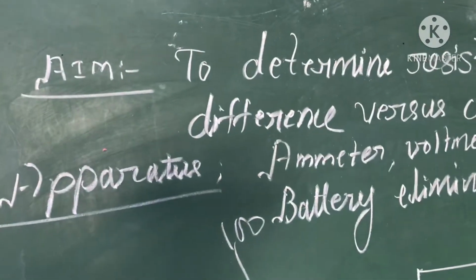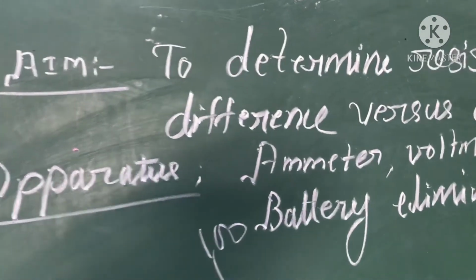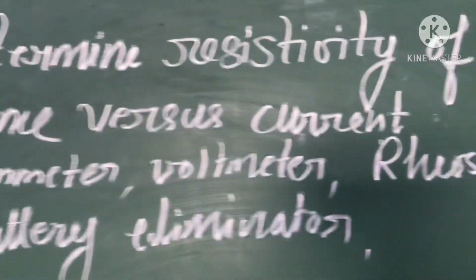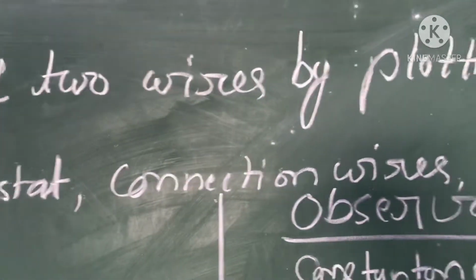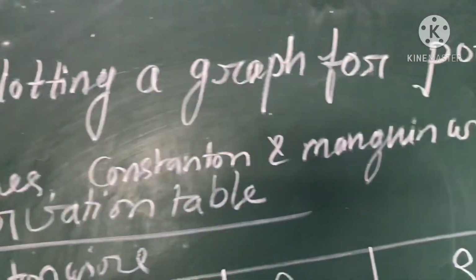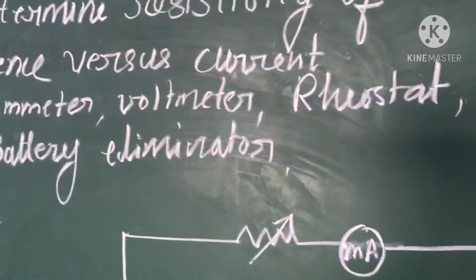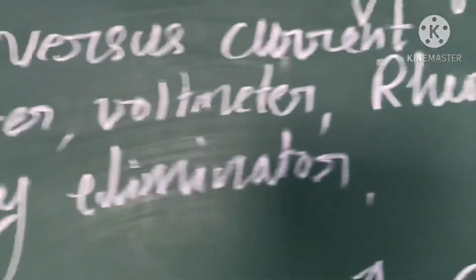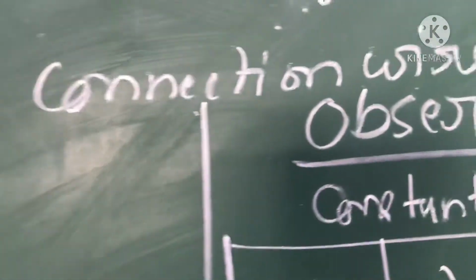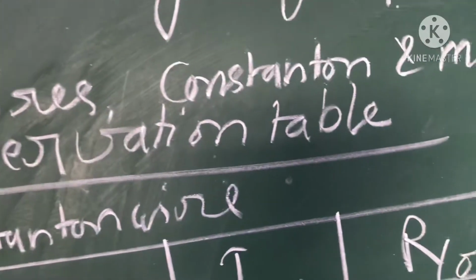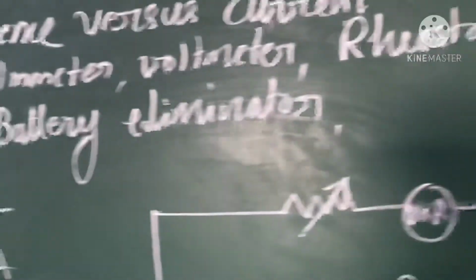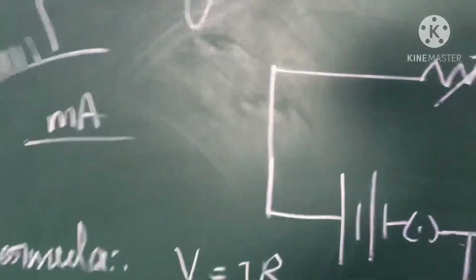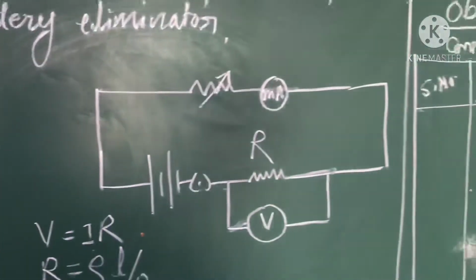So today we have to do the experiment, Ohm's law. Aim of the experiment is to determine resistivity of two wires by plotting a graph for potential difference versus current. Apparatus used: ammeter, voltmeter, rheostat, connection wires, constantan and magnet wire, battery eliminator, and here is the circuit diagram. You can see the circuit diagram here.